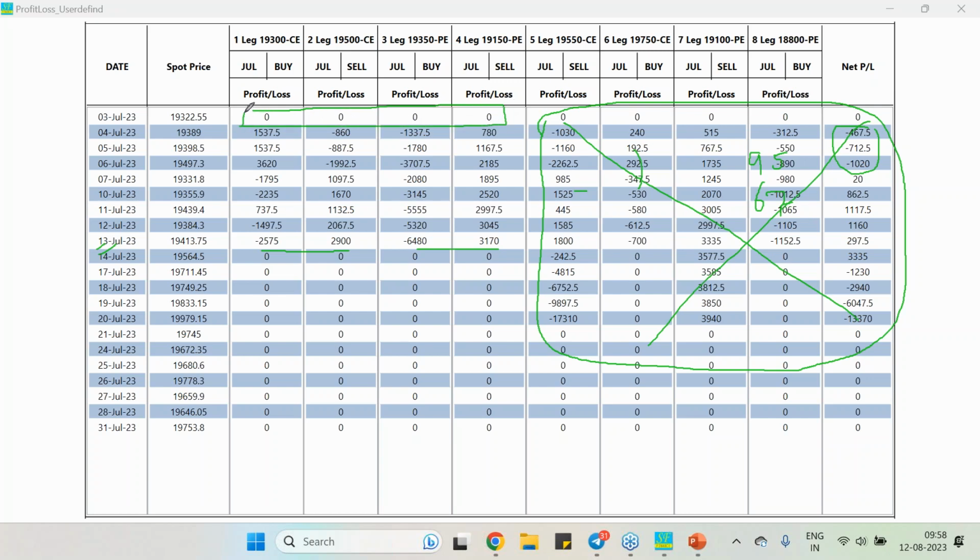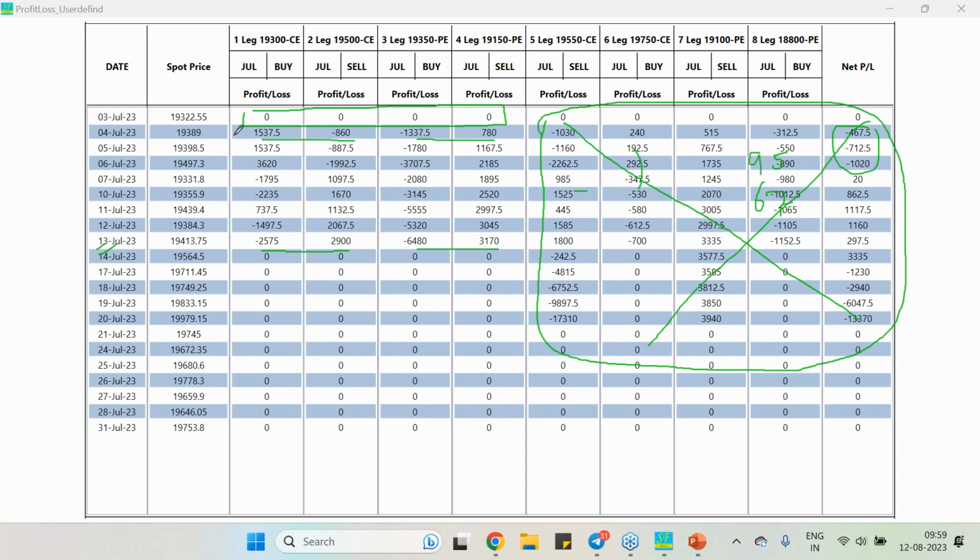We initiate it. Next day, one wing will be at a profit and the other wing at a loss, anything can happen. Say on the first day we initiated at 19,322 and it has gone to 19,389, just 50-60 points up. The call spread is entering a profit, and the put spread is entering a loss.